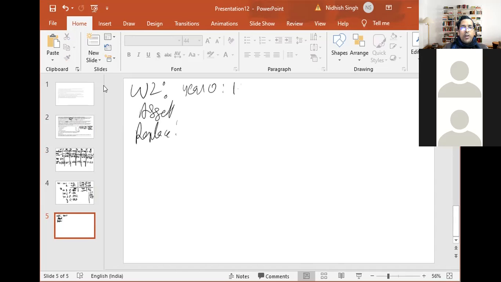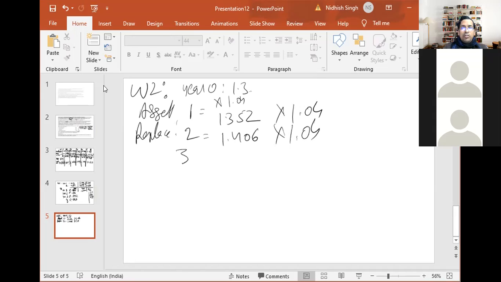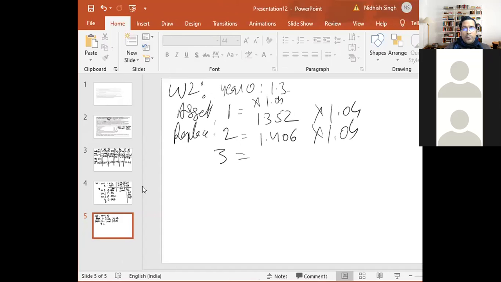Asset replacement will be done as year 0, 1.3 million. Year 1, this should be simple enough. We have to just keep multiplying by a factor of 1.04. Okay, simpler job, good news. 1.352. Year 2, again a factor of 1.04, then it becomes 1.406. Again a factor of 1.04. Year 3, let me just do more math. 1.462. Year 4 should be 1.520. Year 5. Do we need to make any asset replacement for year 5?